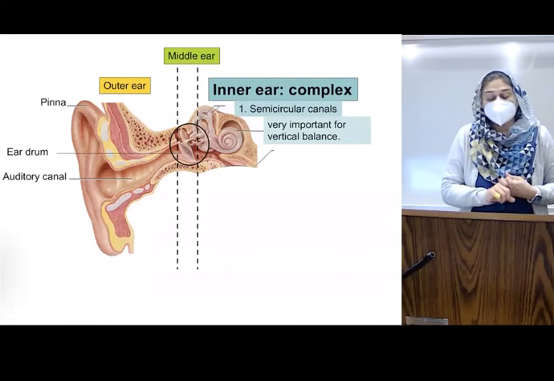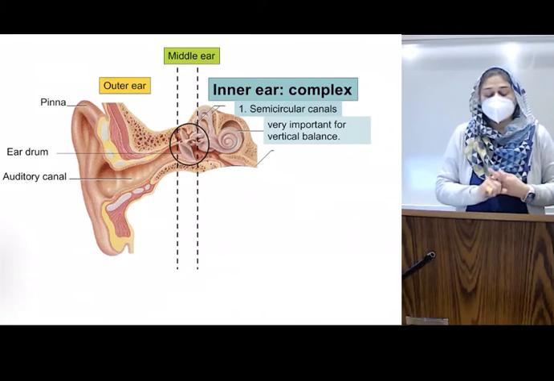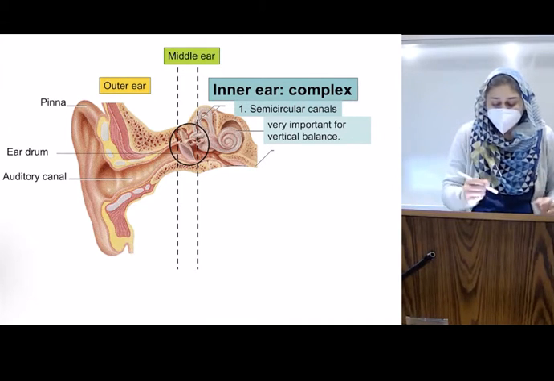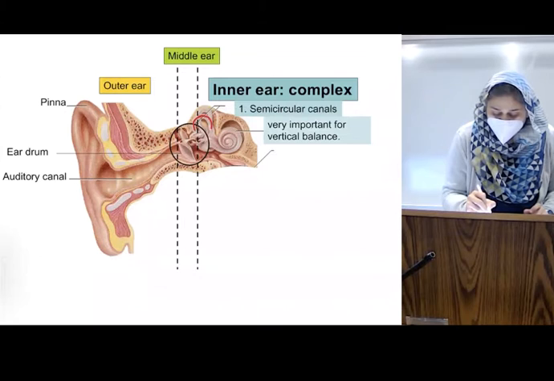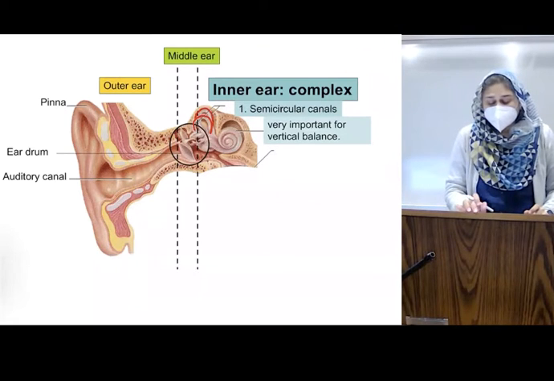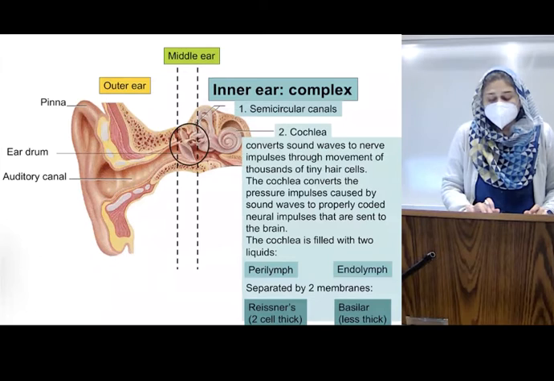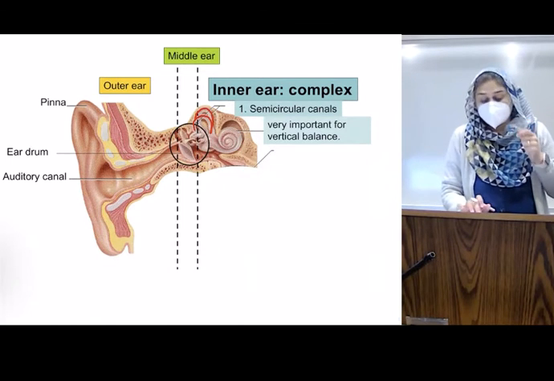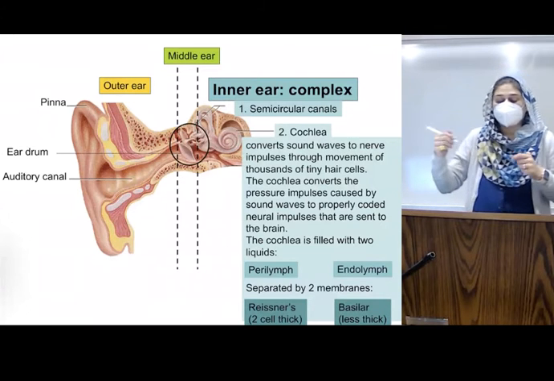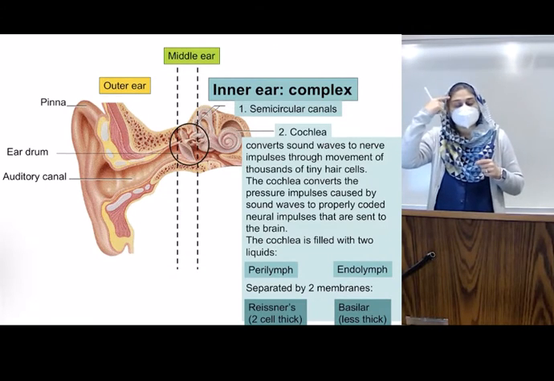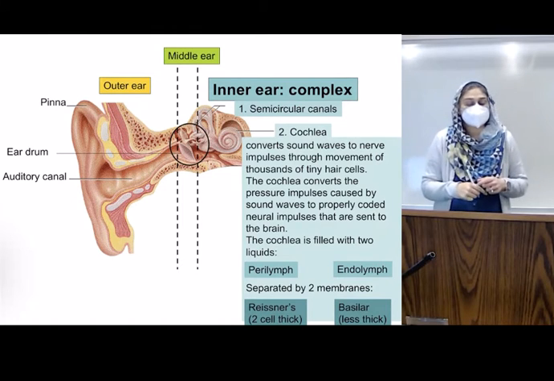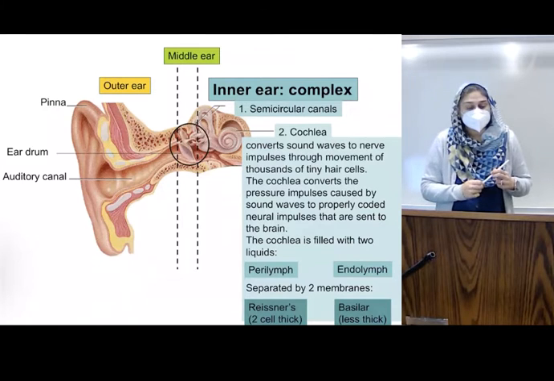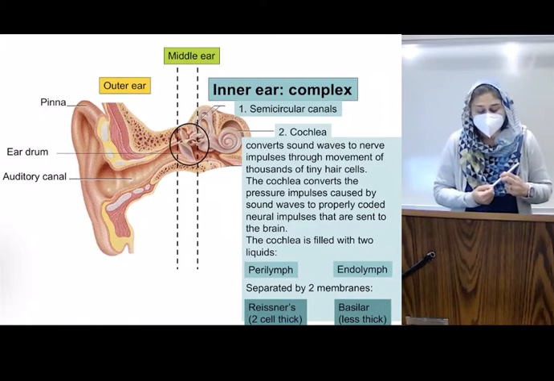Now the inner ear is the most complex of all of the ears. It consists of semicircular canals, which are these ones, and the cochlea. So the semicircular canals are very important to balance. And then the cochlea converts the sound waves to nerve impulses that your brain then recognizes as sound. Cochlea is filled with two liquids called the perilymph and the endolymph.